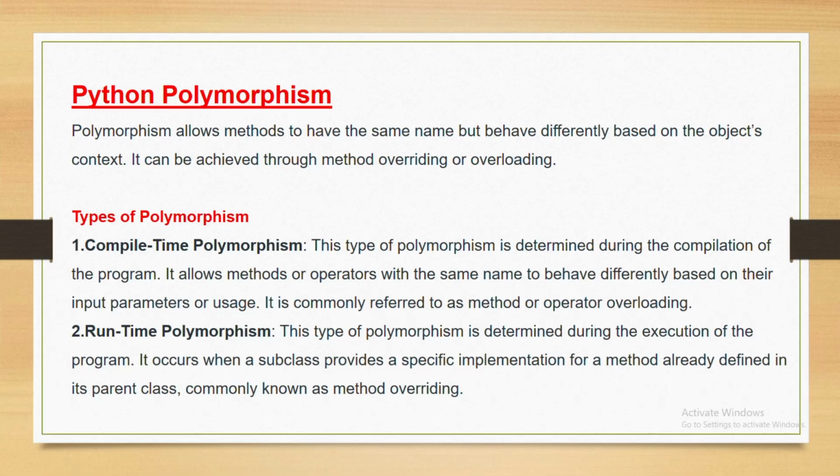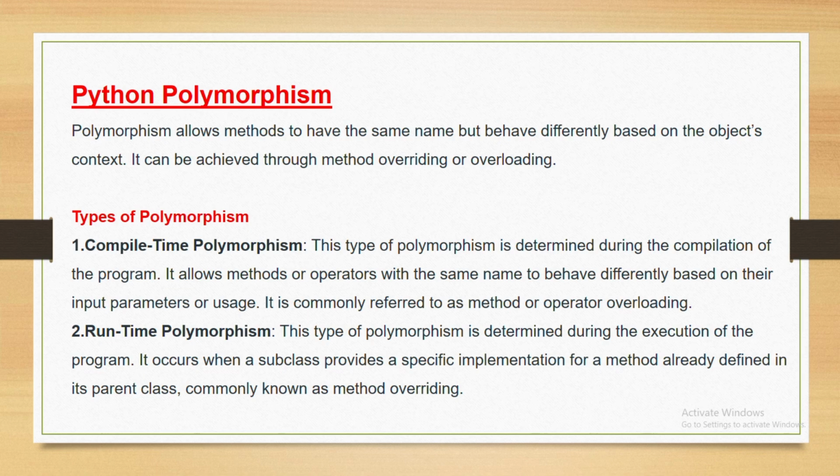The next thing we are going to be seeing here is polymorphism, Python polymorphism. Now, what is polymorphism? Polymorphism allows methods to have the same name but behave differently based on the object's context. It can be achieved through method overriding or overloading. We have two types of polymorphism: compile time polymorphism and runtime polymorphism.